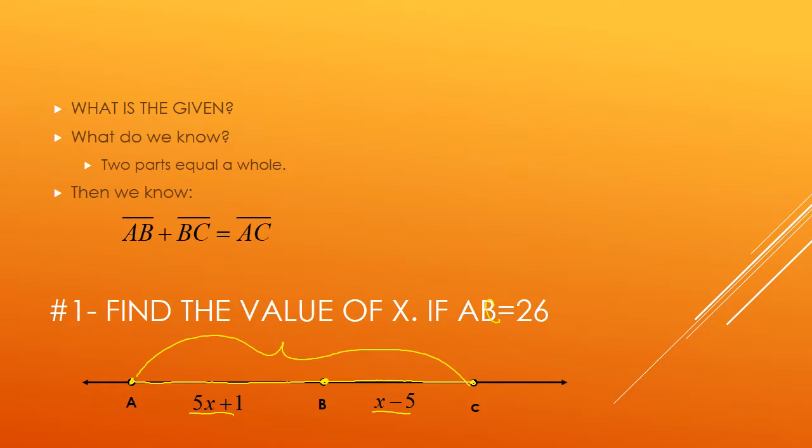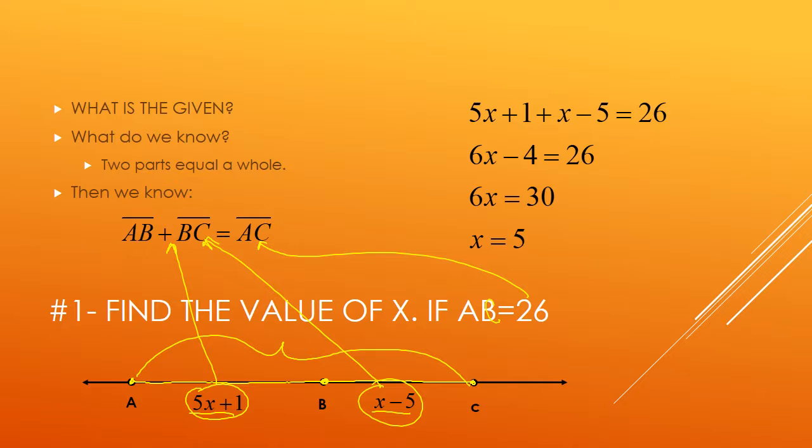So we can write this as a formula, and then we can use the substitution properties. Substitute this in for AB, substitute this in for BC, and then we have our value here that we know for AC, and we can solve the equation. So this was the AB, this is the BC, this is AC. Then we're going to combine like terms. 5x plus x is 6x, and positive 1 plus negative 5 is negative 4.